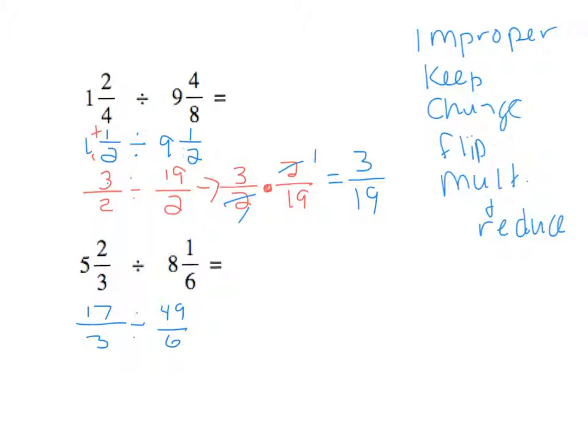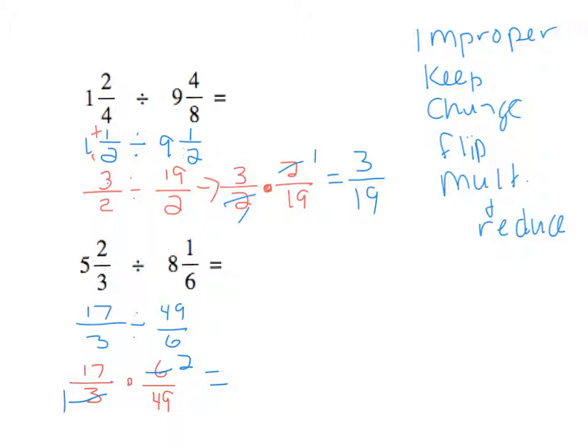All right, this next one. I already did 5 times 3 is 15 plus 2 is 17, so 17/3 divided by 6 times 8 is 48, plus 1 is 49/6. I am going to keep, change, flip. And I can see that the 3 and the 6 have the factor of 3 in common, so 3 goes into 3 once, it goes into 6 2 times, so I can multiply across.